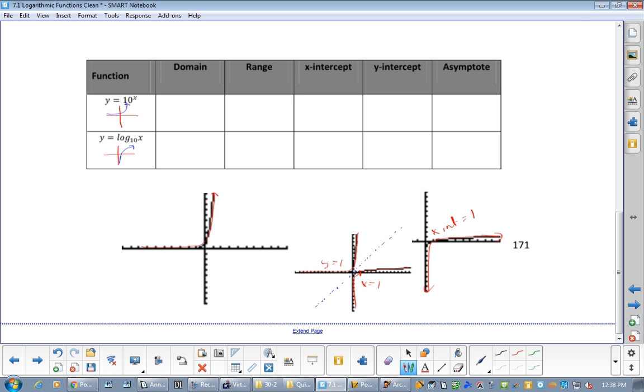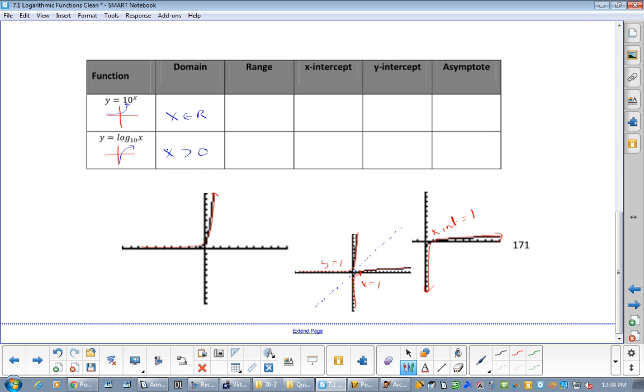Now, let's look at our chart. 10 to the x. What's the domain? X is in the reals. What is the domain of the second one? Okay, throw it out there. No, domain is x. So it should be x is greater than 0. It will not touch that y-intercept.